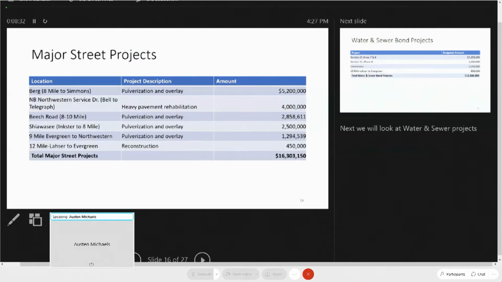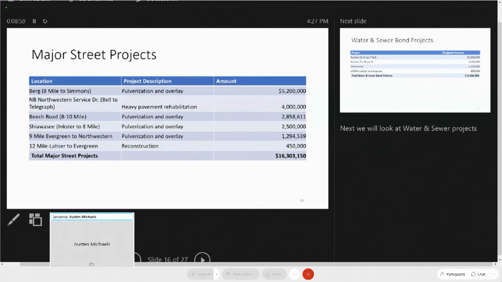Looking at the major streets, we've got 6 different projects there, including Berg, 8 Mile to Simmons, the Northwestern Service Drive from Bell to Telegraph, Beach Road from 8 to 10 Mile, Shiawassee from Inkster to 8 Mile, 9 Mile from Evergreen to Northwestern, and 12 Mile from Losser to Evergreen.